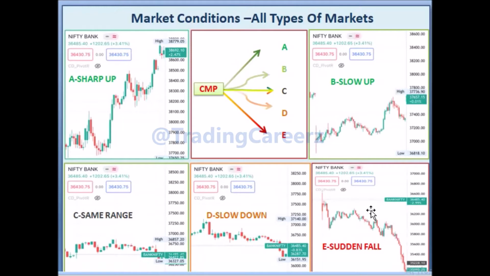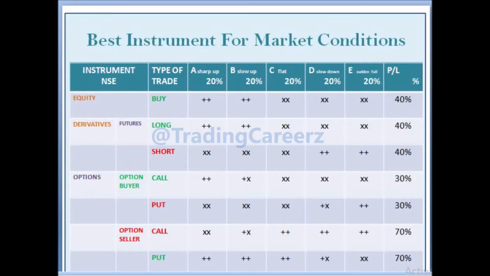Identifying the market type is majorly important. According to the market type, choose the best instrument. Now I have to select the best instrument according to market types. There are different types of markets: equity and derivatives. Derivatives have two types, futures and options.